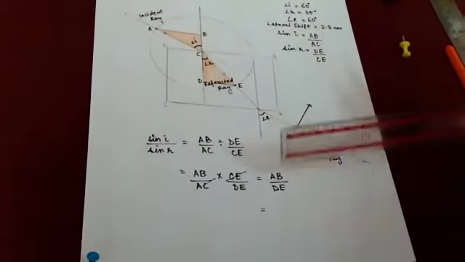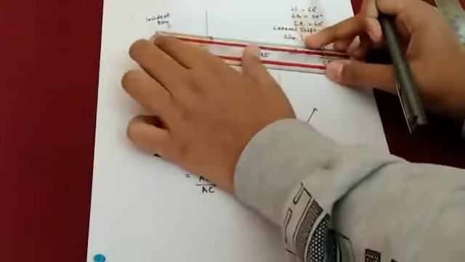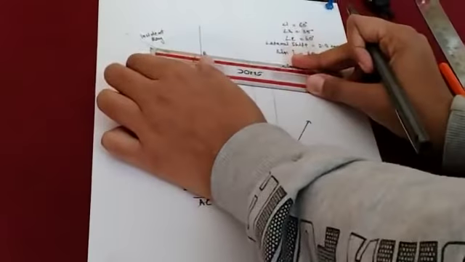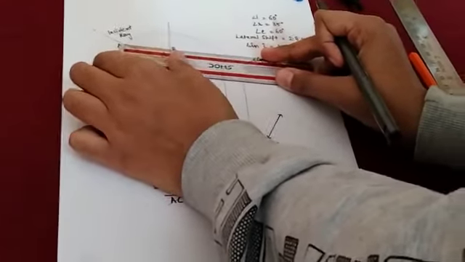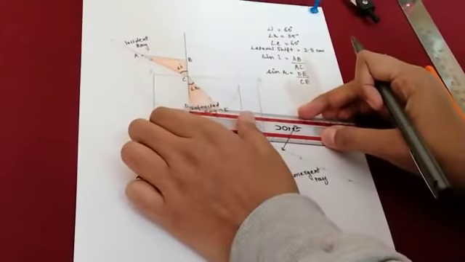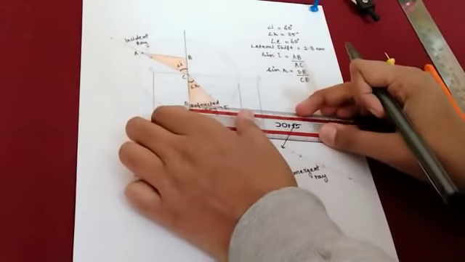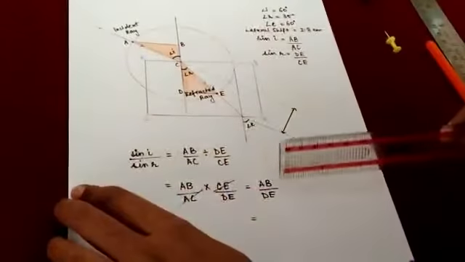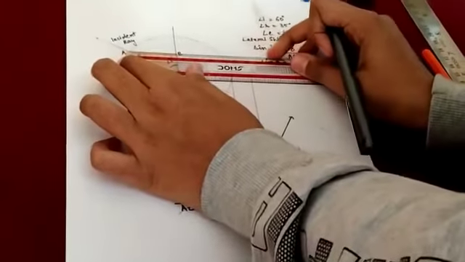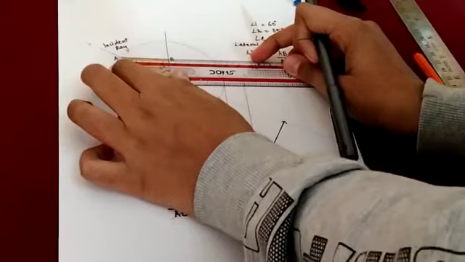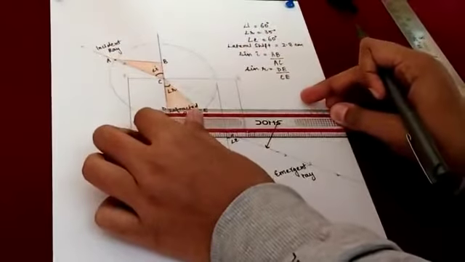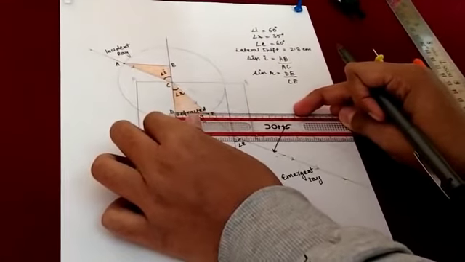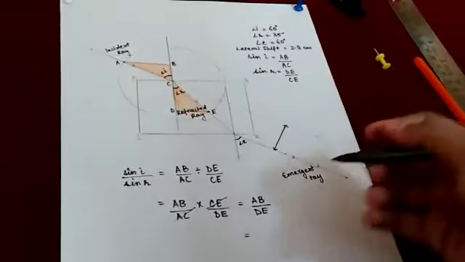Now I'll measure AB and DE. So AB is 3.5 centimeter approximately and DE is 2.4 centimeter. Yes. So AB comes out to be 3.5 centimeter and DE is approximately 2.5. Okay, so I'll take it 2.4 centimeter.